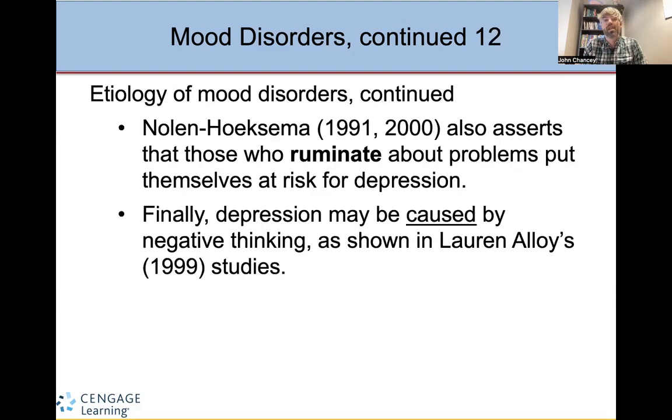Some other explanations: Nolen-Hoeksema also talked about rumination, this cognitive event where we just focus on one particular thing, like, oh man, I shouldn't have said that, I shouldn't have done this, and then negative thinking can spiral out of control, and that's what leads to depression.